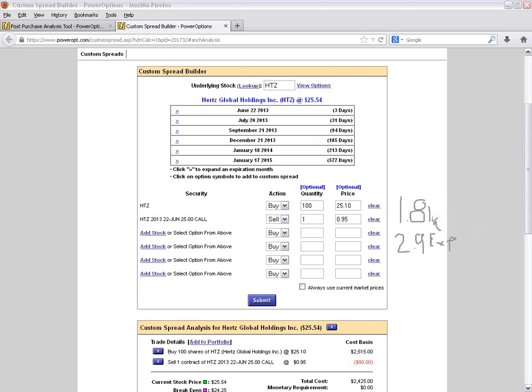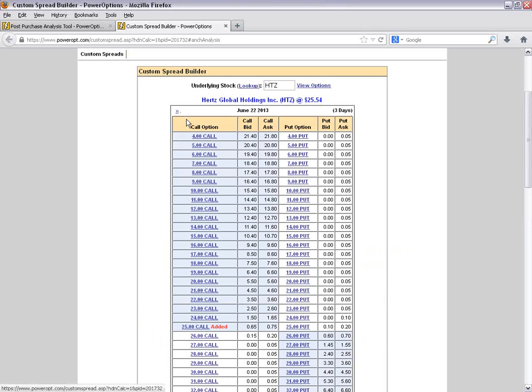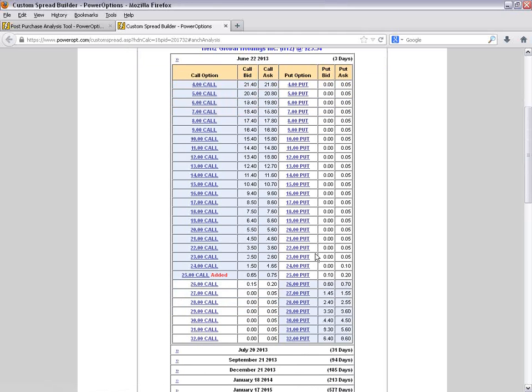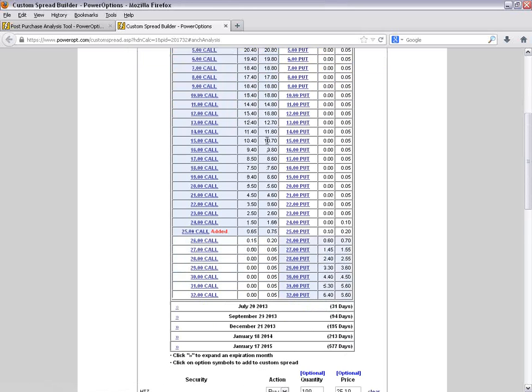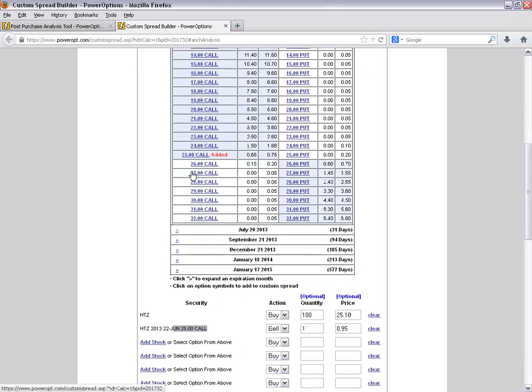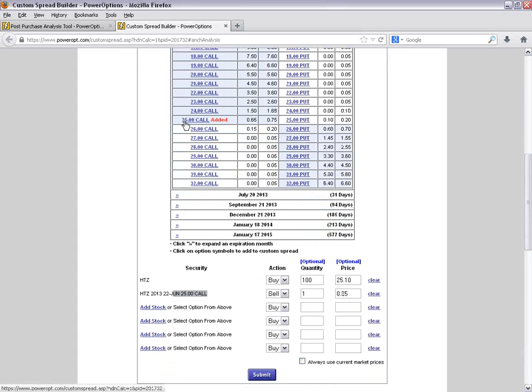But what do I have to do here manually? Well, I have to simulate buying to close my June 25 call and then selling to open a July 24 to be a little bit more protective. So let's do that first. I'm going to go to June. I'm going to click the tags here over on the left, and this pulls up the full call and put chain for HTZ. Now I see that the 25 call has already been added, and that's okay. I'm going to click it again, and that adds it into the third block.